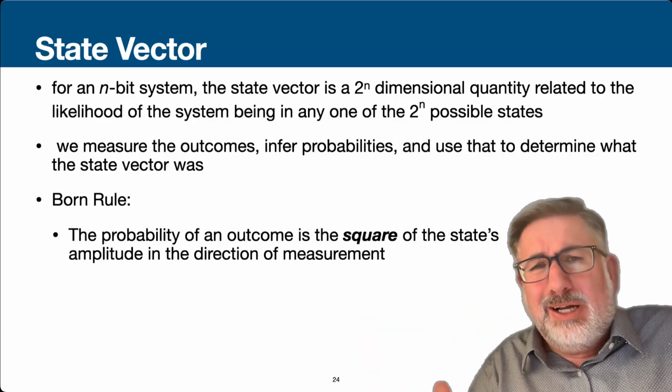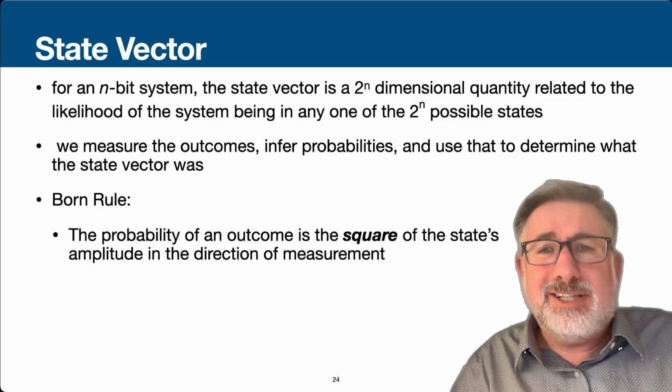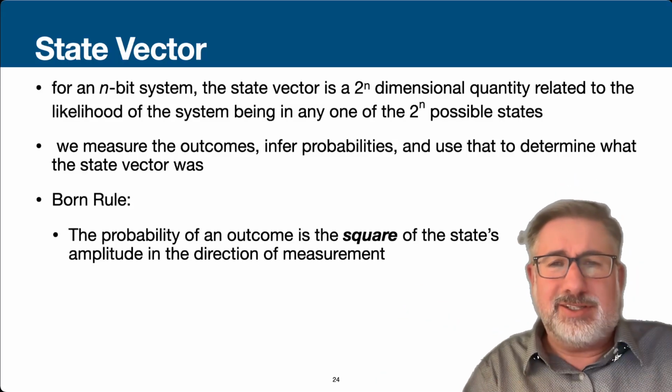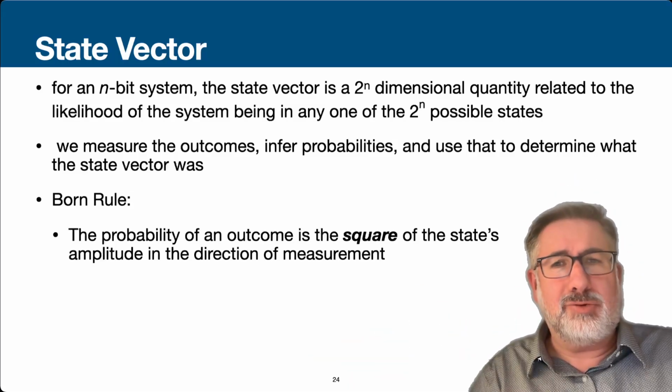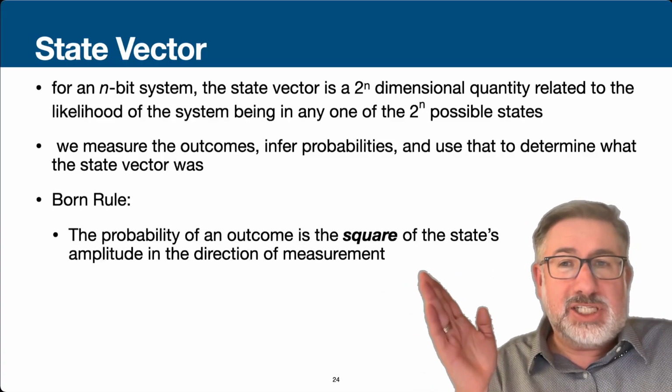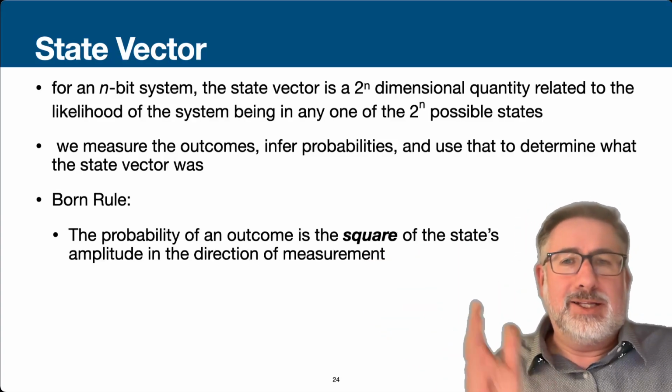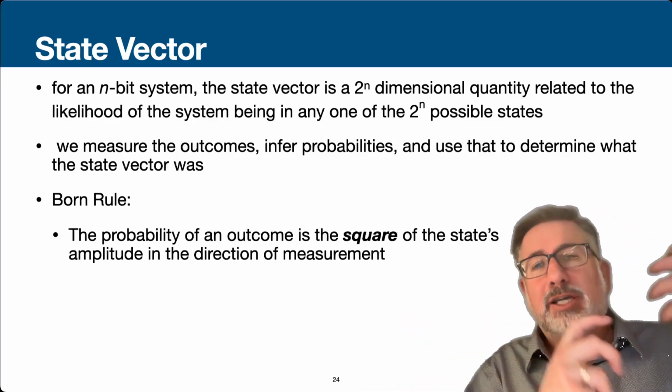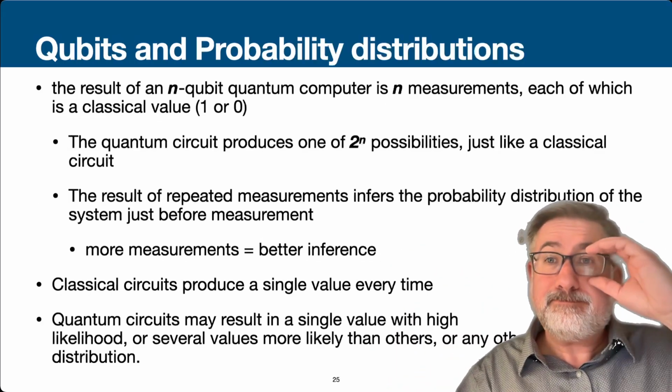Why is it the square? Well, it's difficult to explain. If you ask a physicist, they have different explanations for why this is the case. But the reality is, when we do the math, when we do the experiments, square is what we get. So we get the square of the wave function giving the probability of the outcome.